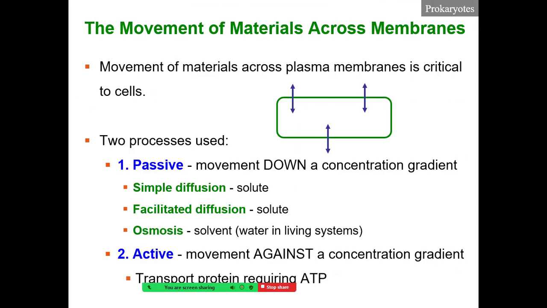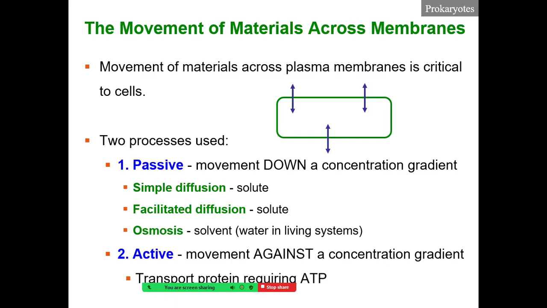You have movement of material across the membranes. For a eukaryote cell, it's across all membranes, but for a prokaryote, it's only across the cell membrane. The movement of material across the plasma membrane is critical to cells. Cells have two processes used for moving material across the membrane. There's passive processes and active processes. A passive process is where a molecule moves down its concentration gradient, moving from an area of high concentration to an area of lower concentration.